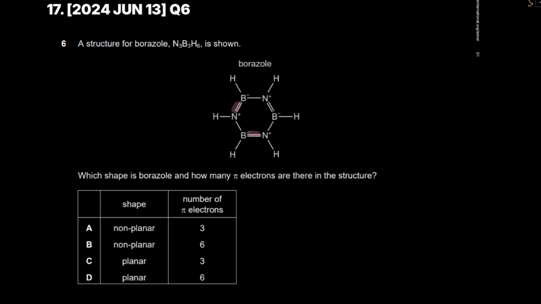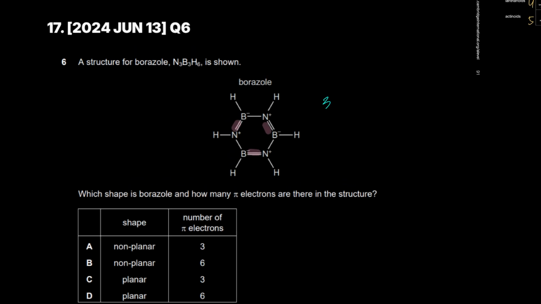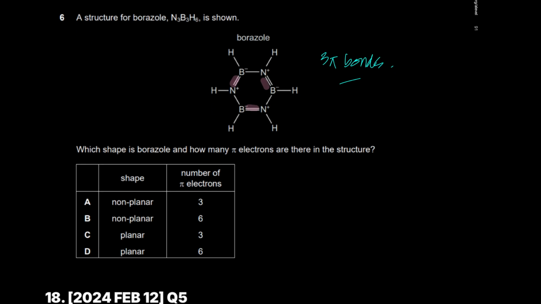So 1, 2, 3. There are 3 pi bonds. Once you identify 3 pi bonds, remember that in a double bond the first bond is sigma and the other is the side-on or lateral overlap, the pi. In a triple bond, the first bond is sigma and the other 2 are pi. A lot of you would go for 3 and 3. What's wrong with that? He's not asking about the pi bonds, he's asking for the number of pi electrons. If there are 3 pi bonds, each bond has 2 electrons, so 3 times 2 is 6 pi electrons.